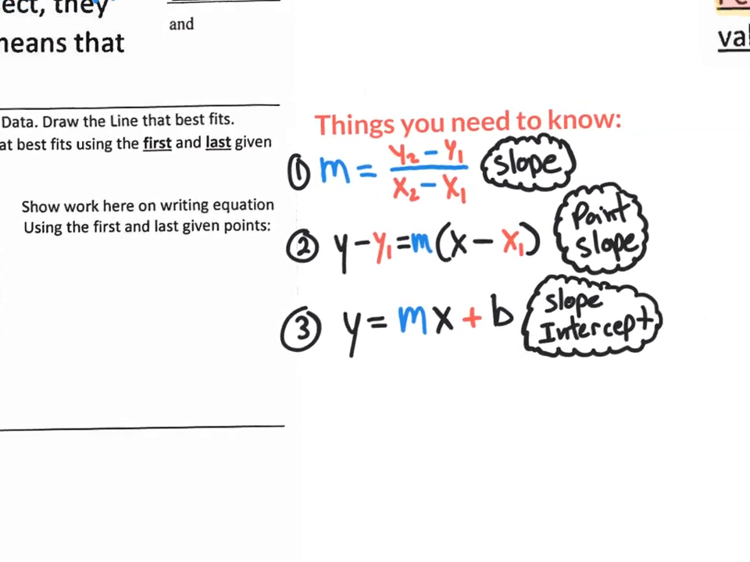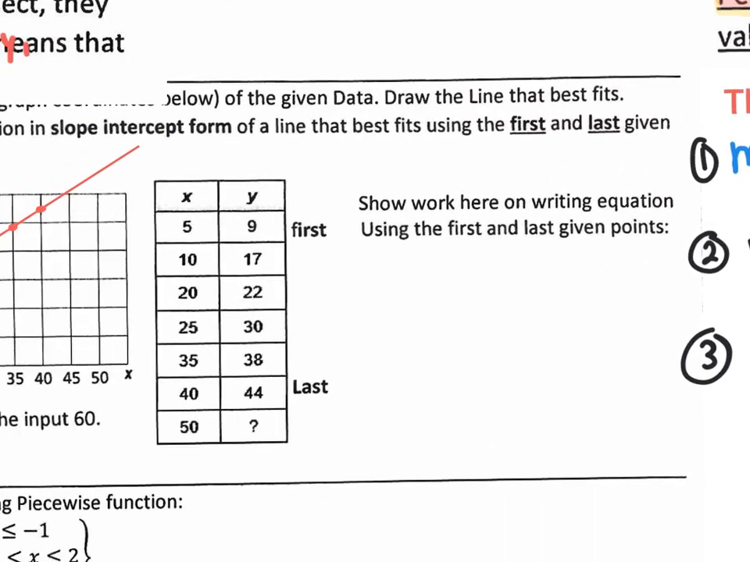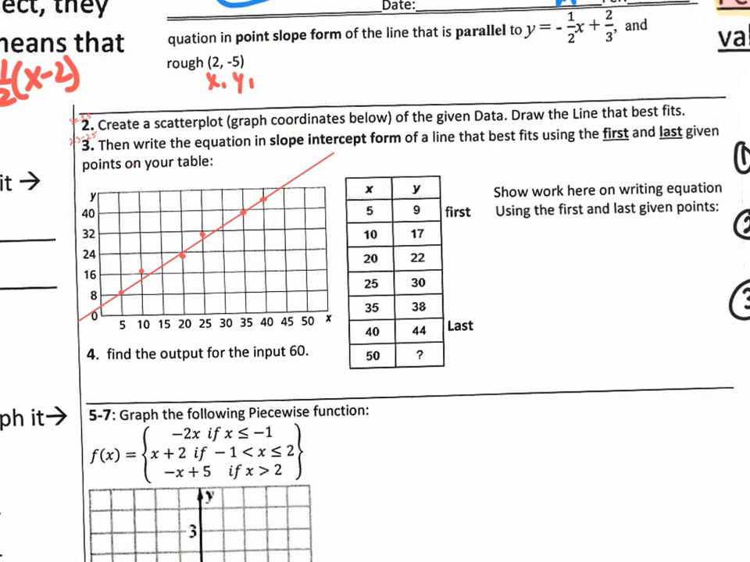So here are the 3 things that you need to know. Well, if I tell you use the first point and the last point, you'll be able to find the slope using the slope formula. You'll be able to get your slope that you just figured out and the first point that we used on our line that best fits, and you'd be able to write it in point slope form. And then at the very end, you'd have to distribute the slope to get rid of the parentheses, move this number over to the other side, and you will be able to change it to y equals mx plus b, which is what they're asking for on this question. So it is a lot to do, but it's pretty straightforward.